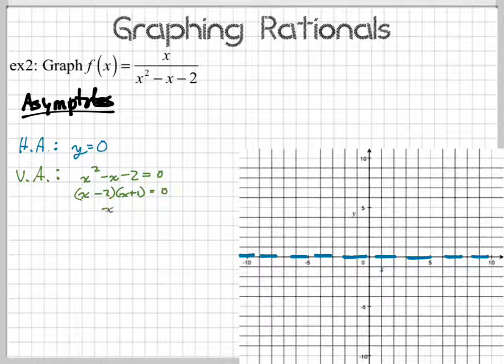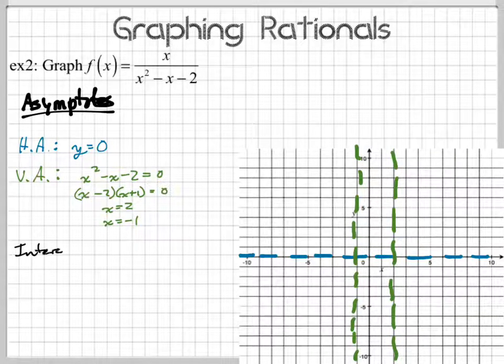I get 2 values here. I get x equals 2 and x equals negative 1. So there's 2 vertical asymptotes right here. I have this line and I have this line. x equals 2 and x equals negative 1. And to graph those, I just have to find those values on the x-axis. Sorry, I'm talking about my iPad. Right there at 2 and right there at negative 1. Alright, now let's find our intercepts.